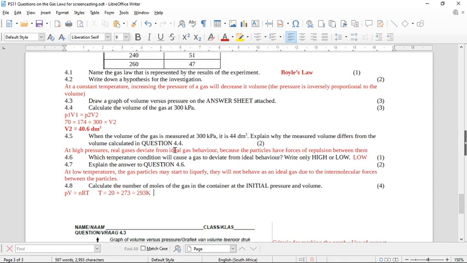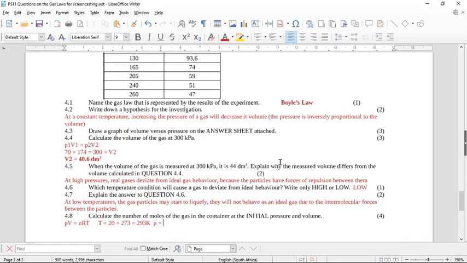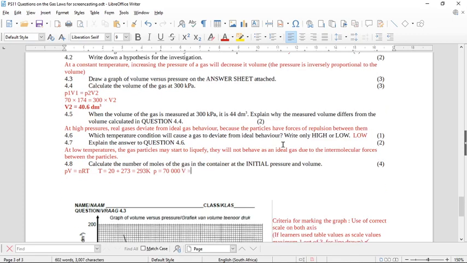We need to change our pressure. It says at the initial pressure and volume, that's 70 kilopascals. So we're going to make 70 kilopascals 70,000 pascals. And my volume was 174 cubic decimeters, which needs to be in cubic meters because SI units in this formula. So this is 174 times 10 to the negative 3, because remember a cubic decimeter is smaller than a cubic meter. Okay, so let's substitute in here now that we've found these.